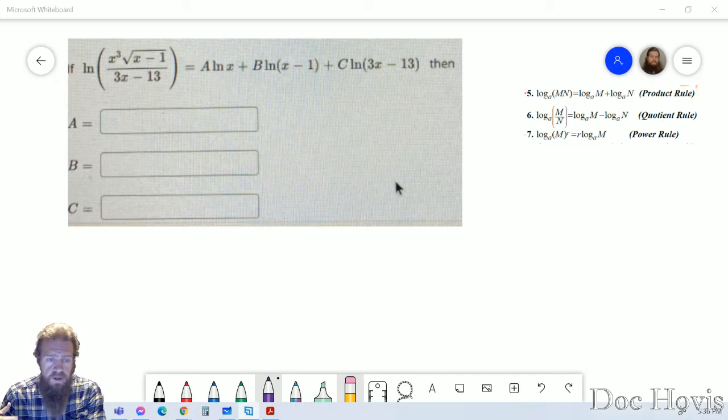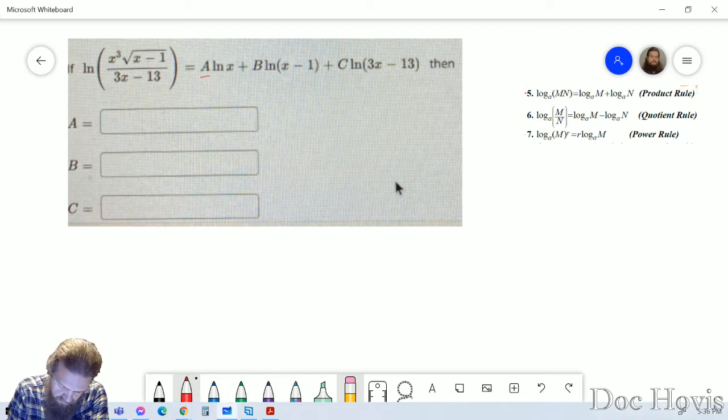All right, so let's take a look at what rules of logarithms we need for this problem. Mostly what we're going to be using is the power rule to get our answer. The power rule is pretty much this entire thing. So if ln equals that nonsense, and then they break it down and say a ln of x plus b ln of x minus 1, well, what we're seeing here is that this ln of x is actually referring to this part right there.